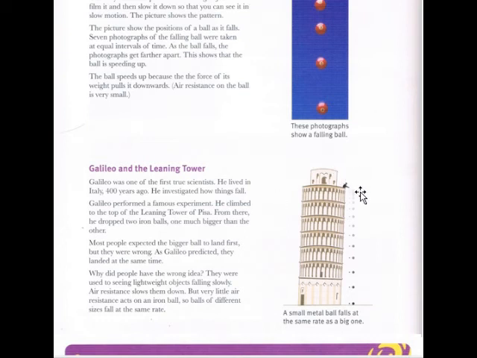This means that if you have two objects of different mass, and you release them at the same time, then they will reach the ground at the same time also. Okay, students, it doesn't matter the size of the objects, they will reach the ground at the same time. Remember, the air resistance is very small.